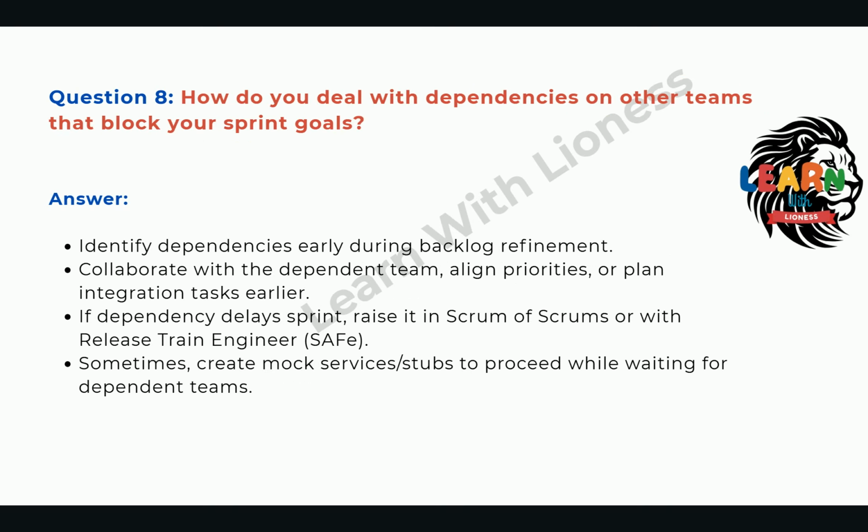Question 8. How do you deal with dependencies on other teams that block your sprint goals? Answer. Identify dependencies early during backlog refinement. Collaborate with the dependent team, align priorities, or plan integration tasks earlier.